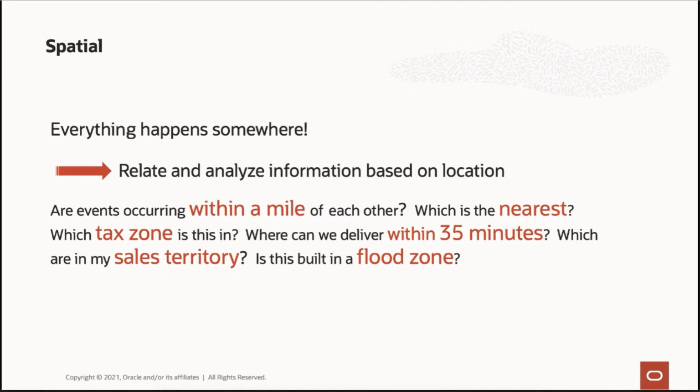Oftentimes, location relationships are really the only relationships between disparate pieces of data. There's no natural key to join between in many cases. However, proximity and containment creates that association between data sets, and there's tremendous value in that.